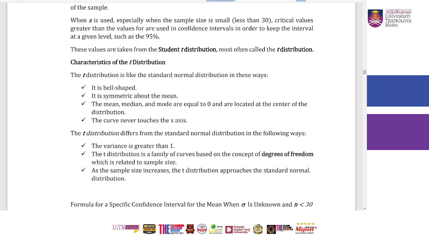Okay. So, we have standard normal, normally distributed with mean 0 and variance 1. So, this is standard normal. Mean 0 and variance 1. Okay, this is the standard normal. Tapi kalau untuk yang T distribution, the variance can be more than one. Okay, the T distribution is a family of curves based on the concept of degrees of freedom. As the sample size increases, the T distribution approaches the standard normal distribution. Itu yang saya katakan tadi. So, apabila nilai sample size meningkat, nilai T akan menghampiri nilai Z. Sebab tu kita gunakan student T distribution as approximate value for the Z distribution.